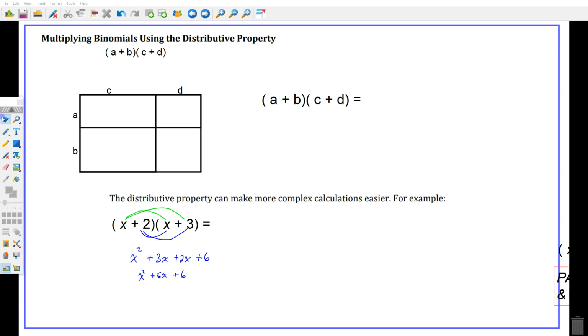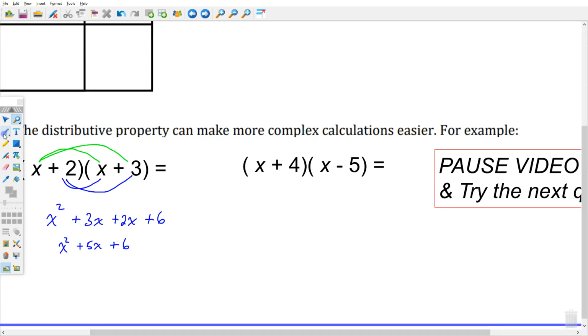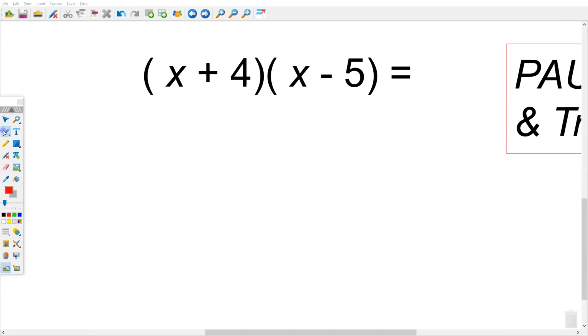So I have another example here for you to try using the distributive property. We're going to do x plus 4 times x minus 5. So if you want to pause the video, you can try this question and then confirm that you're right. Just like the previous example, we're going to make sure that we are multiplying the x by both terms in the second set of brackets, and then we're also doing the 4 by both terms as well.